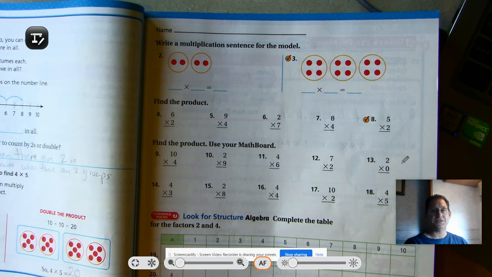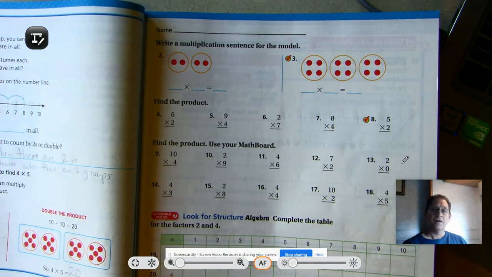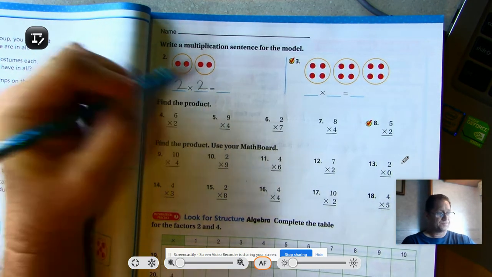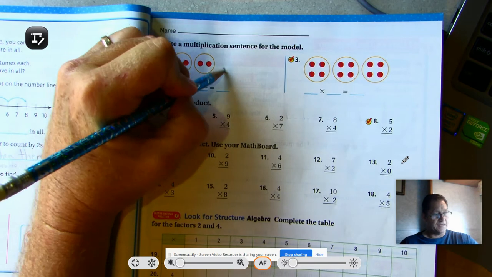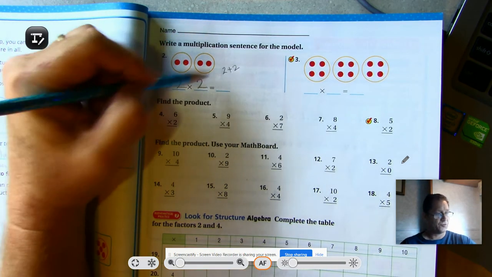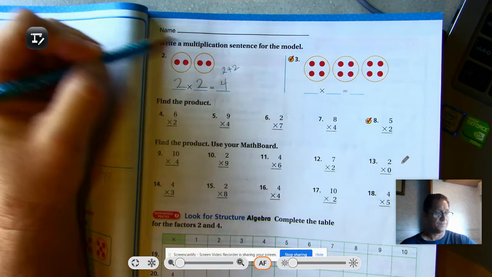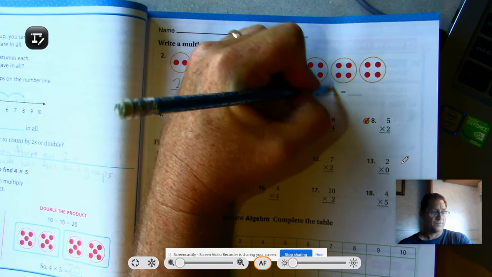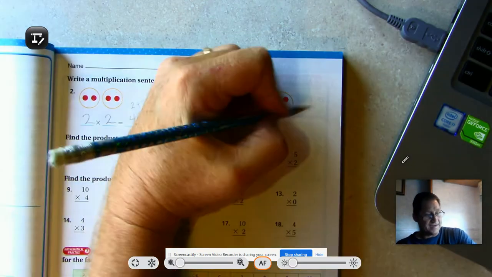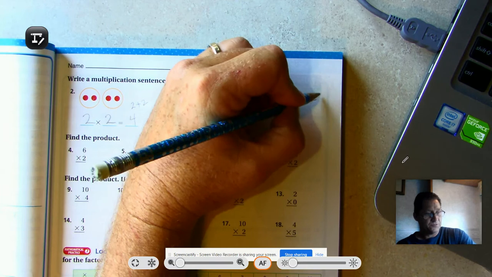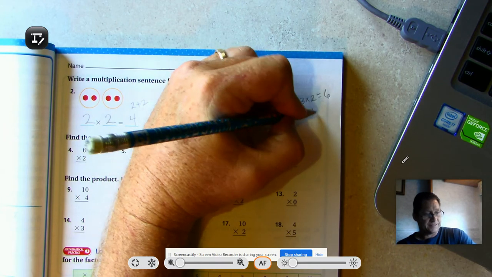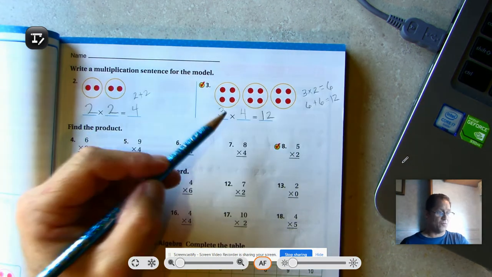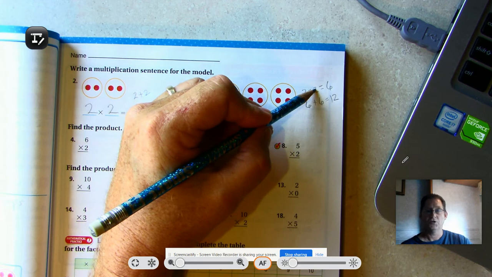All right, write a multiplication sentence for the model. I see 2 groups, and in each group I have 2. So that would be the idea of doubling. I have 2 groups of 2. 2 plus 2 is 4. Here I have 3 groups, and in each group I have 4. So this would be the same as saying 3 times 2 is 6, and 6 plus 6 is 12. So 3 times 4 is the same as 3 times 2 twice.